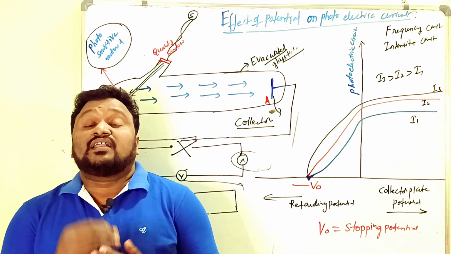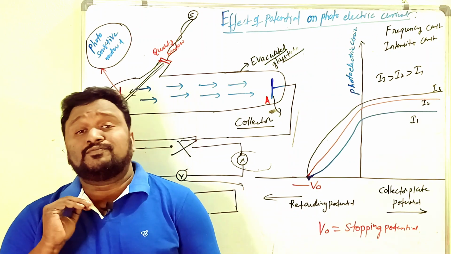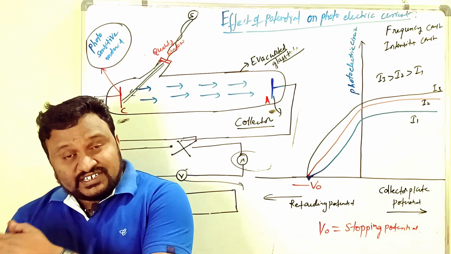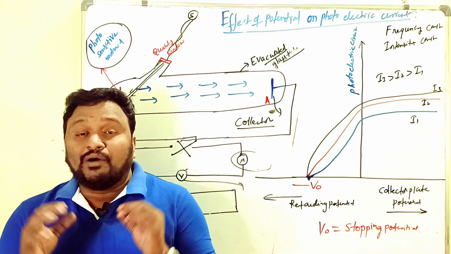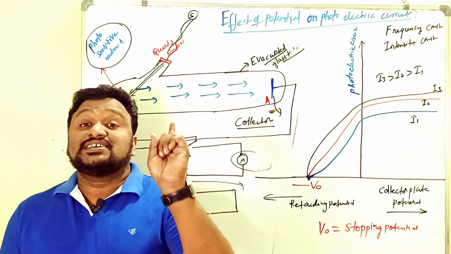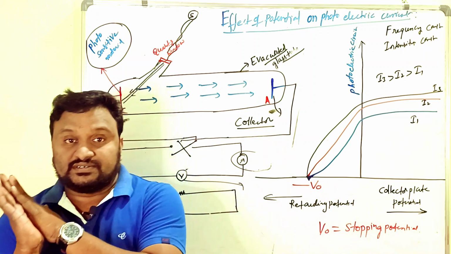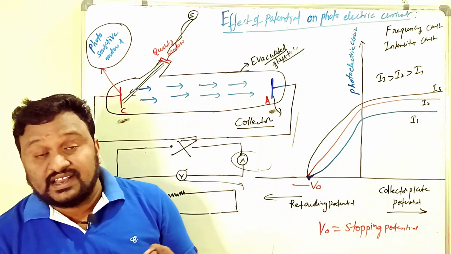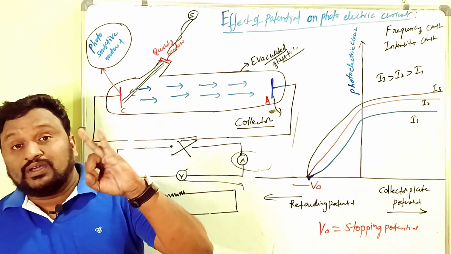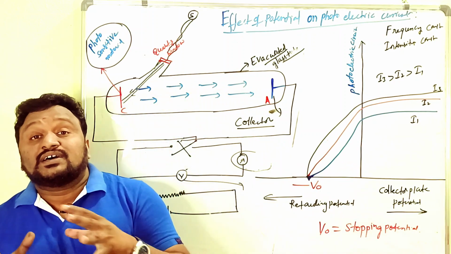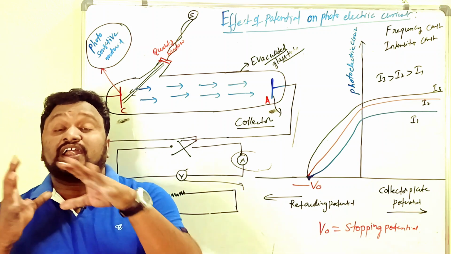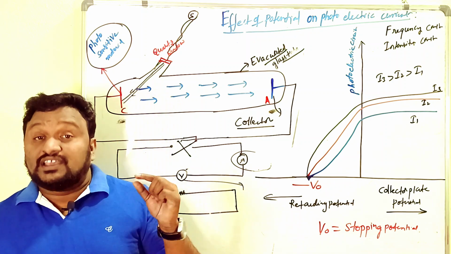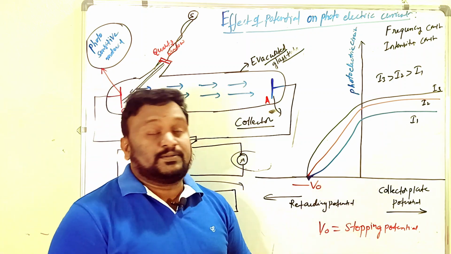Now let's see the relation between the potential and photocurrent. To understand this, we have to maintain the frequency and the intensity of radiation constant. When we maintain these two constant, the relation between the photoelectric current and potential is as shown in this figure.